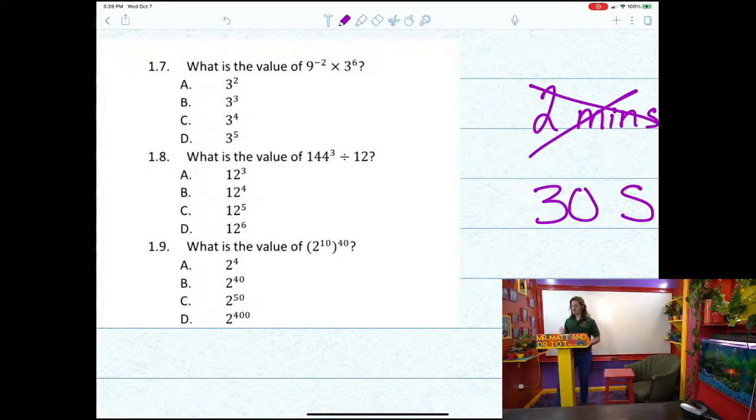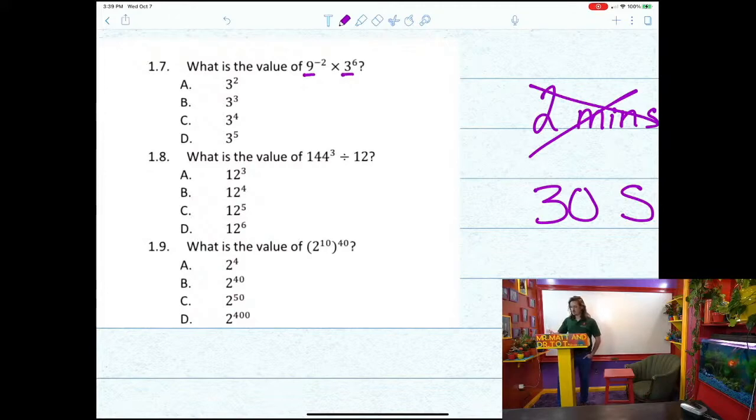1.7, what's the value of 9 to the negative 2 power times 3 to the positive 6 power? So we don't have common bases. You have to have common bases to use any of these rules. Look at the smaller value. Ask yourself, so the smaller value is 3. Ask yourself, can I exponentiate that to a power to make it 9?